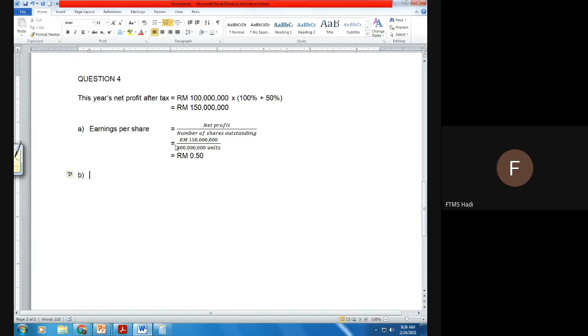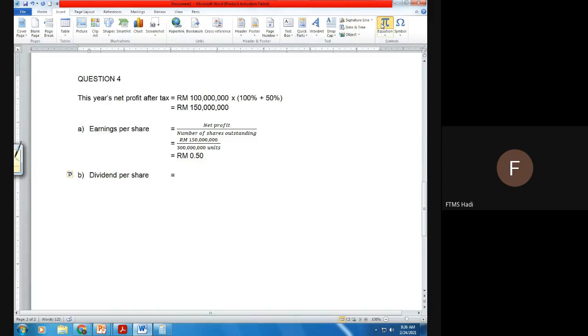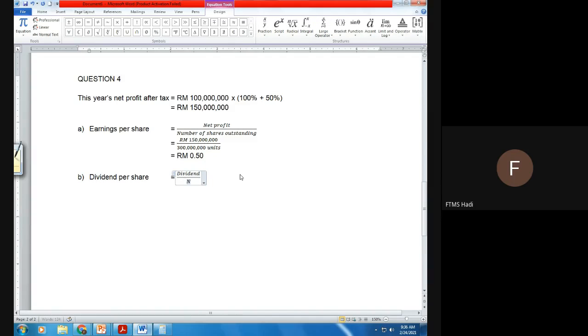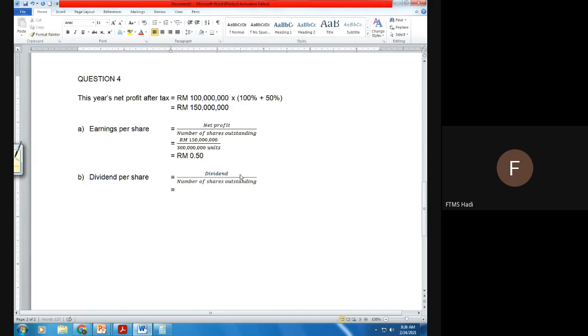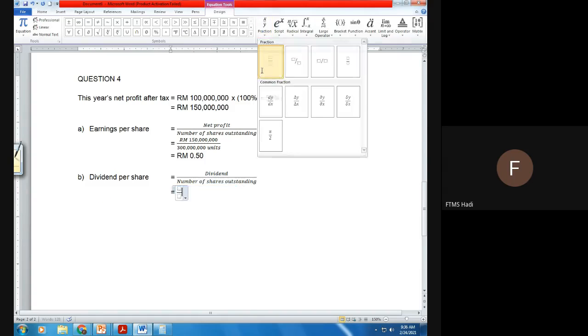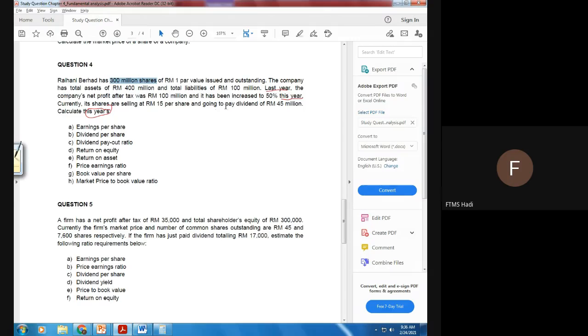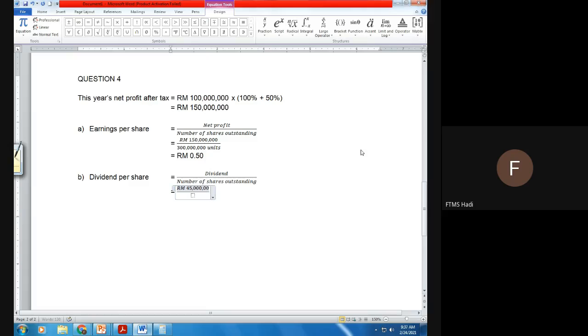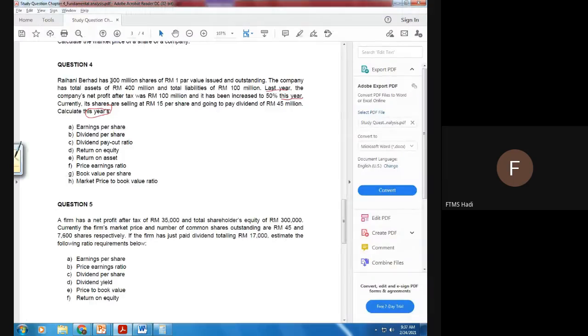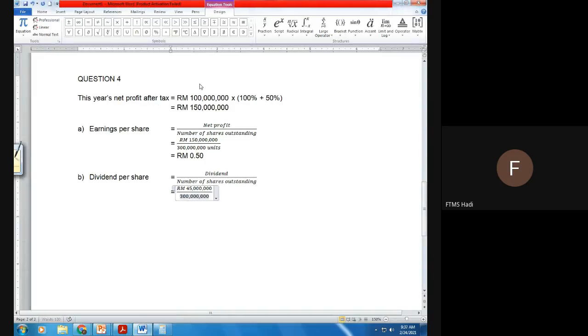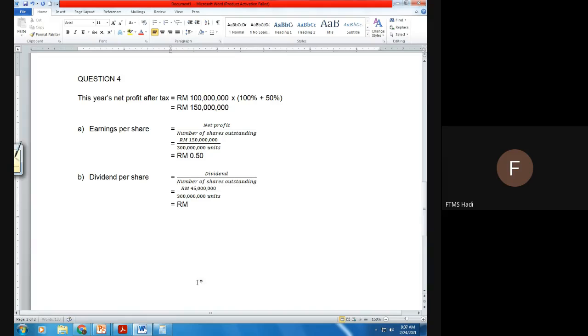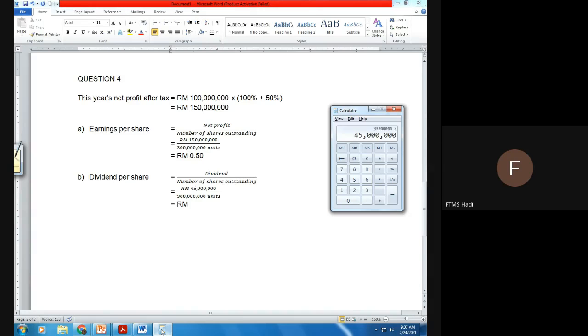Okay, next question is what? Dividend per share. Dividend per share should be no problem because the formula is straightforward. Dividend divided by number of shares outstanding. Alright, where do you want to find dividend? You see this one. Going to pay dividend of 45 million. Ni nampak tak perkataan this one 45 million. Number of shares outstanding jadilah this one. Number of shares outstanding 300 million. Still the answer in RM. 45 million divided by 300 million. 15 sen. 15.